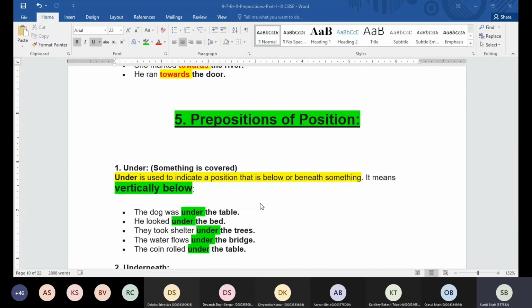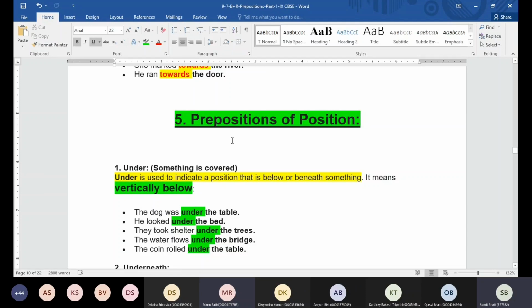Yes, beta? Doubt? So, sir, is there a space between the thing and the surface of the object? Yes, sir. I didn't get the question, beta. Can you repeat the question? So, when we use under, sir, is the subject in contact with the object or not?